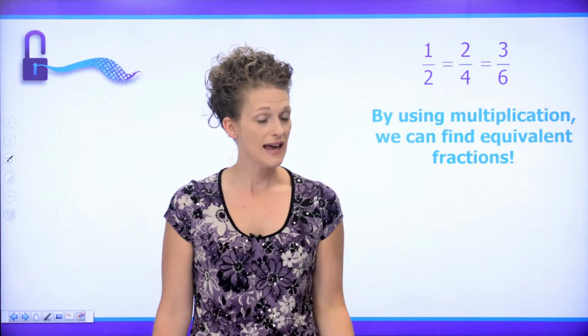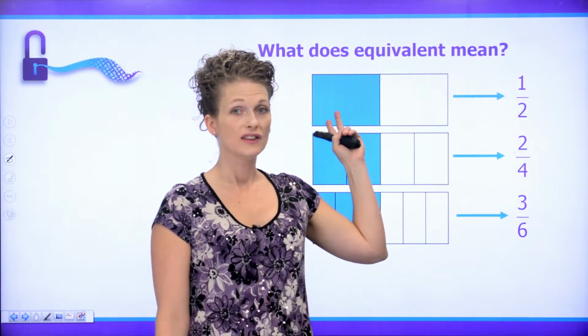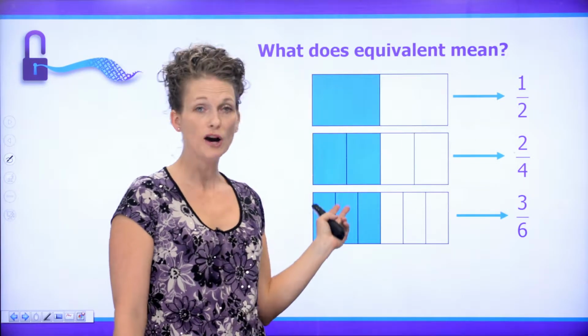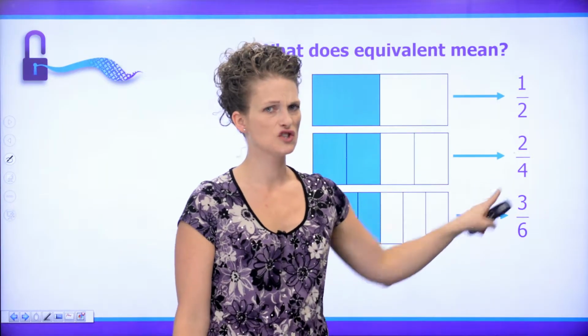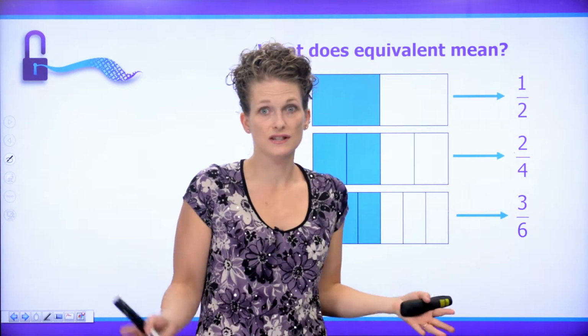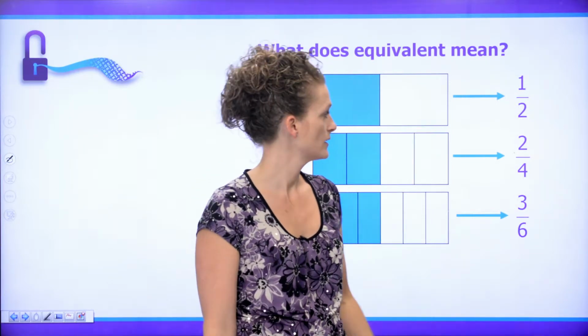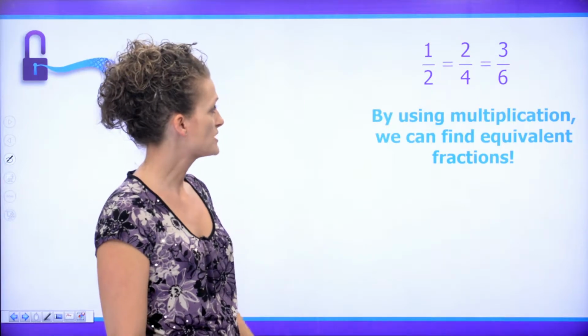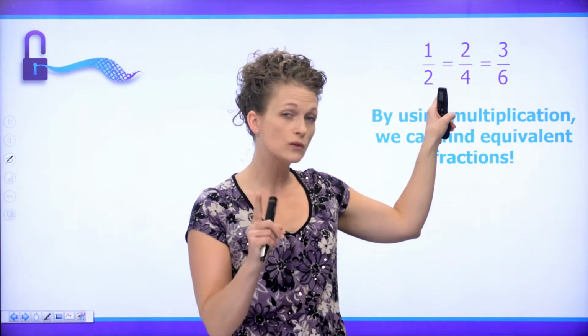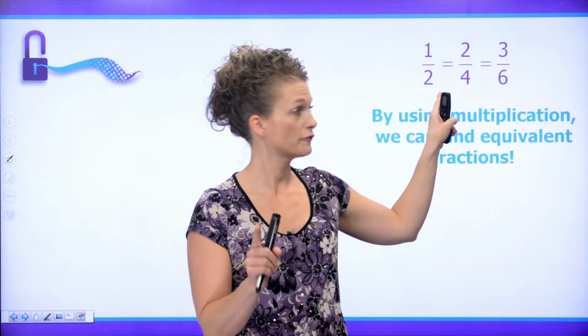So we can tell by the picture that the shaded parts are all equal. Well, how can that be? Because this one's 1/2, that's 2/4, and that's 3/6. Those can't be the same, can they? Well, in fact, they can be. By using multiplication, that's one way in which we can find equivalent fractions.